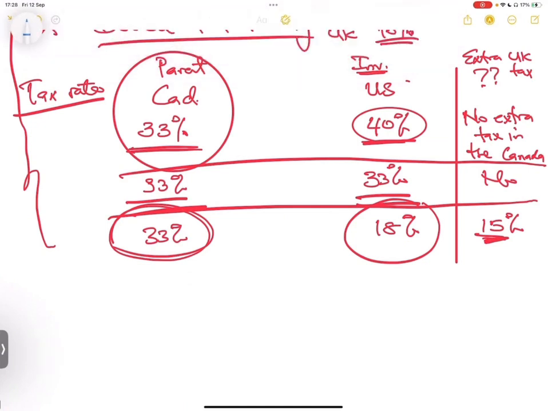So in the last example, you say we might need to pay an extra tax of 15%, which is going to be an outflow. So in the first one, do we need to record an inflow of the difference between the 40 and the 33?